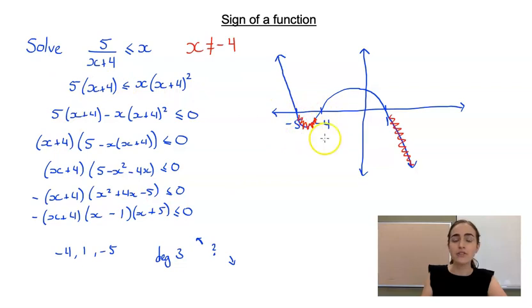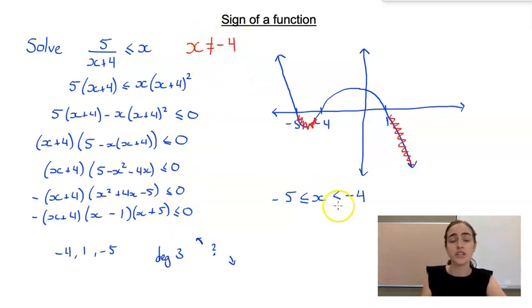Okay, so now if we have a look at this function, to get our final answer, we need our x values to either be between minus 5 and minus 4. So we'd have minus 5 is less than or equal to x. Normally we would put less than or equal to minus 4 here because of this less than or equal sign, but we know that x cannot be equal to minus 4, so it just becomes a less than. Or we can have x is greater than or equal to 1.